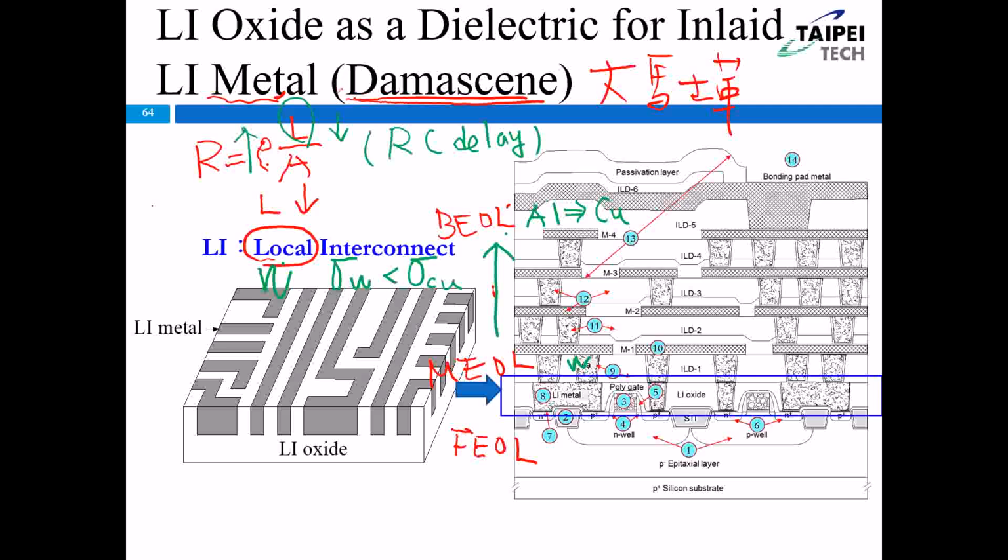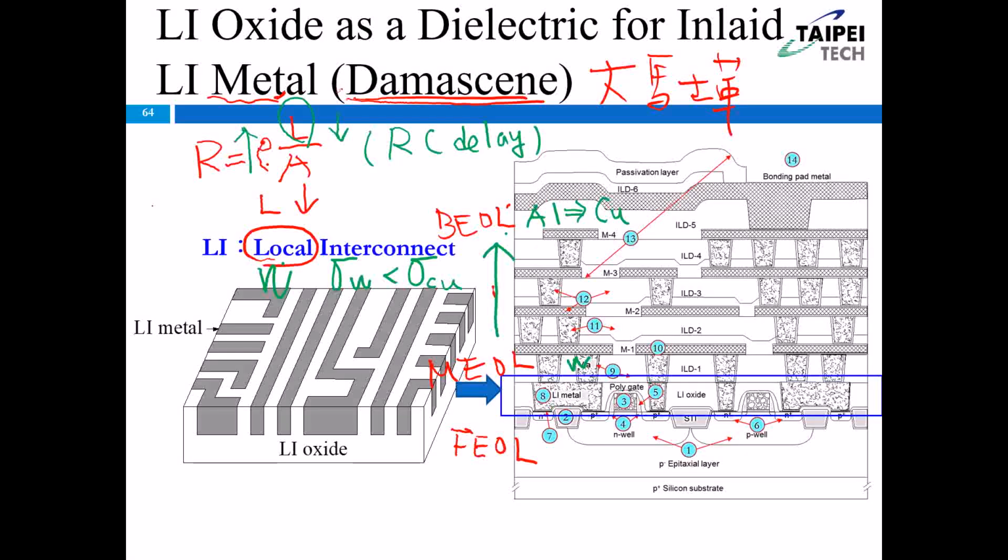So you see, if I use the second method, I didn't need to pattern the copper, right? I didn't need to etch the copper. The only thing I do for the copper is electroplating copper, and then I use the CMP. I don't need to use the wet etching or dry etching to remove the copper. I only use the CMP, right?